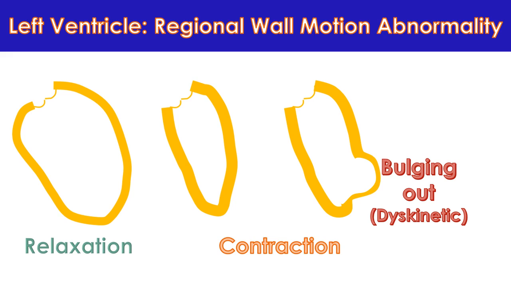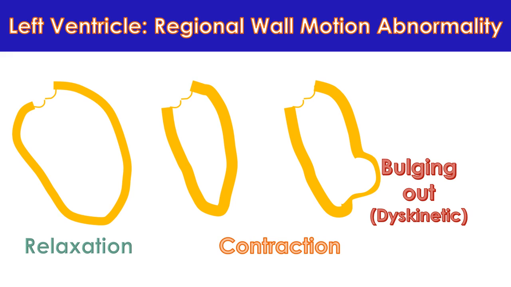If a particular region contracts poorly, it is reported as hypokinetic. A region which is not contracting at all is reported as akinetic. Sometimes a region might bulge out when all other regions are contracting. Such a region is called dyskinetic. Regional wall motion abnormalities are common after a myocardial infarction.